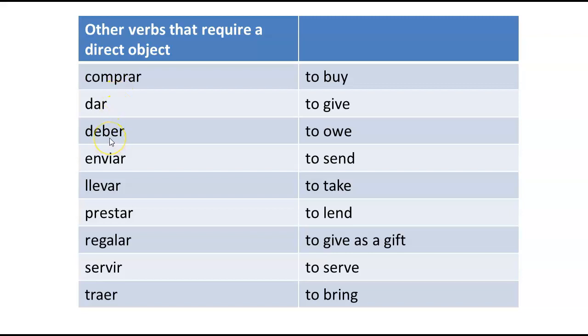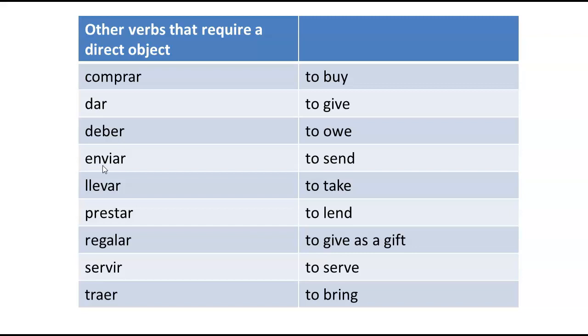Deber, let's say you owe Pedro $10. I would say yo le debo $10 a Pedro. Or he owes me, él me debe. He owes me money, él me debe dinero. I'm going to send a package to someone, so I'm going to send a package to my mother. Yo le envío un paquete a mi madre. And so forth and so on.